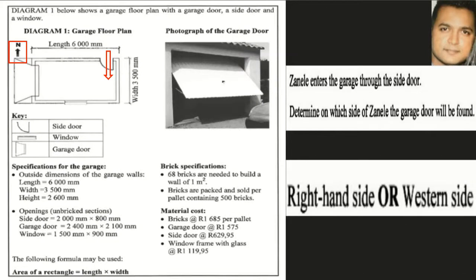What's important here is indicated by the red square. You find the north. We need that information, which is given to us, in order to use it to answer this question. And secondly, I've indicated by the red arrow the direction in which Zanele will be walking. So she'll be walking down this way, and if you look at it, you find that if you had to face that direction which Zanele is facing in terms of the arrow, you'll find that the garage door will be on your right hand side. Or if you had to use the north-south direction, then it would be on our west side.